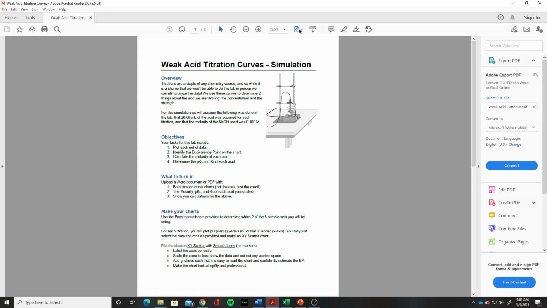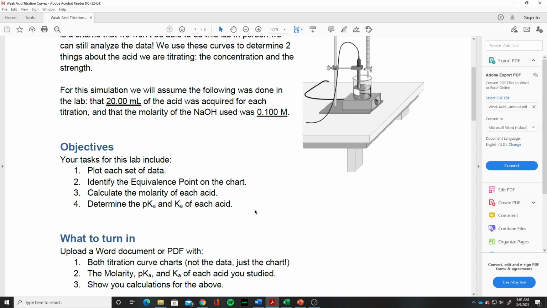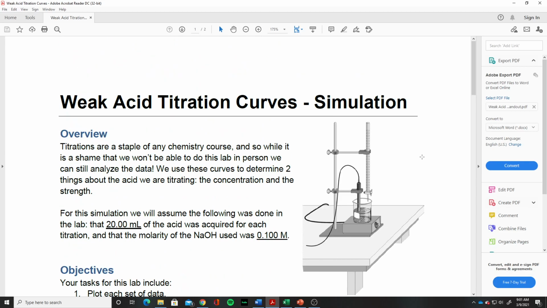And let's go ahead and read through the lab here. It's fairly short, it's just 2 pages. And I will talk you through what we're going to be doing with this simulation here.